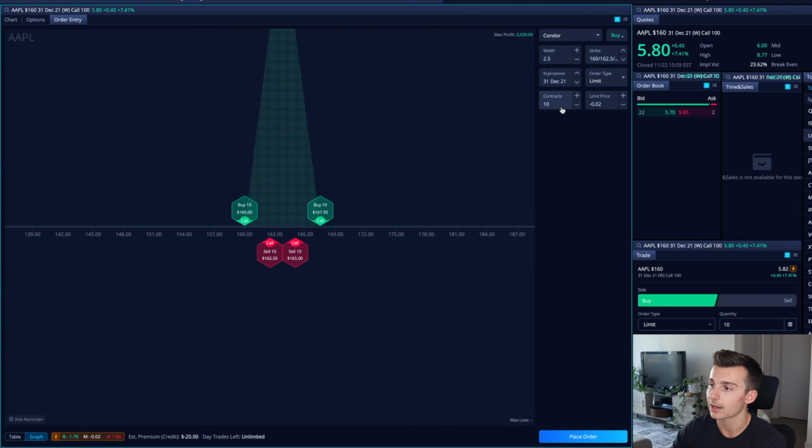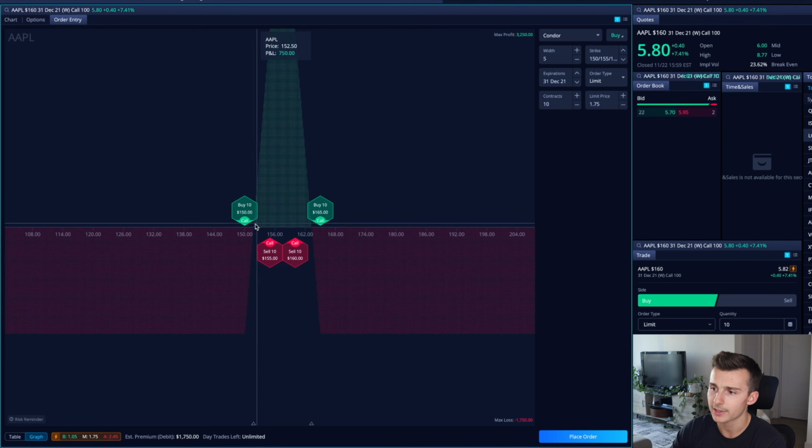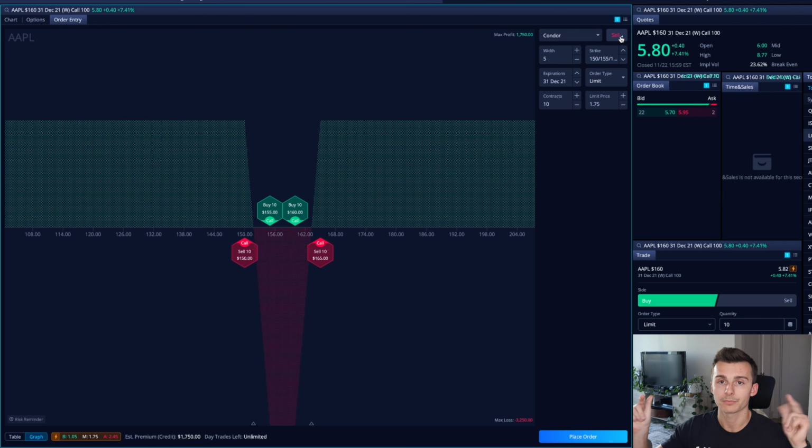I'm going to go back in here. I'm going to adjust our width to 5. Let's go up to, let's say, 150 strike as the low, 165 as the high. Now in the top right where it says buy, if I click on sell, boom, the curve flips.